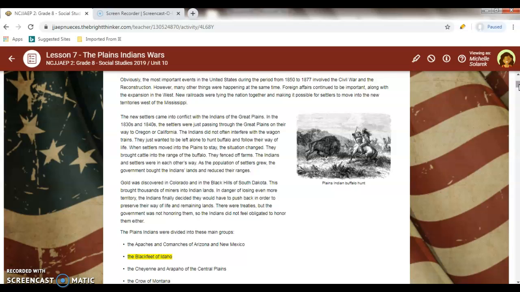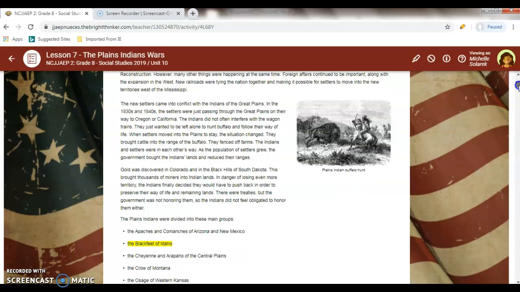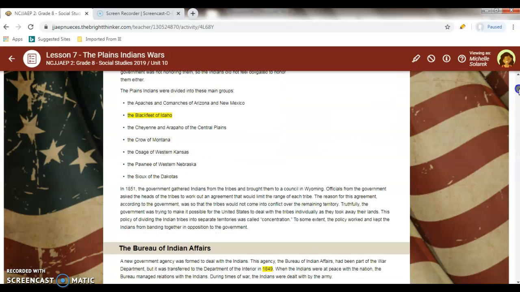The Plains Indians were divided into these main groups. The Blackfeet of Idaho is one of them, and the Crow of Montana. Different areas. The Sioux of the Dakotas, which includes South and North Dakota.